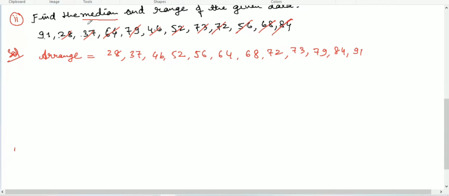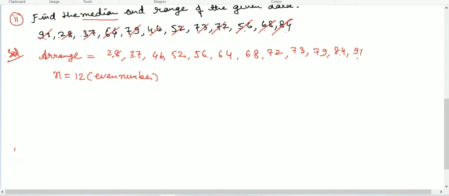So this is 84 and 91. Let's just check it out. Make sure that you have the correct number of data here. 1, 2, 3, 4, 5, 6, 7, 8, 9, 10, 11, 12. And here also 12. Now what is n? n is equal to 12, which is an even number. But the process will be the same.